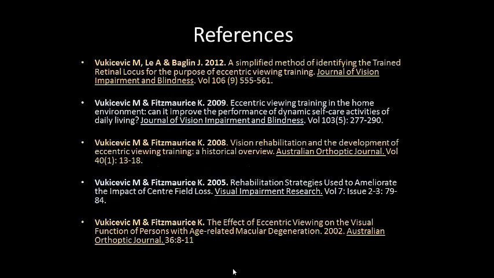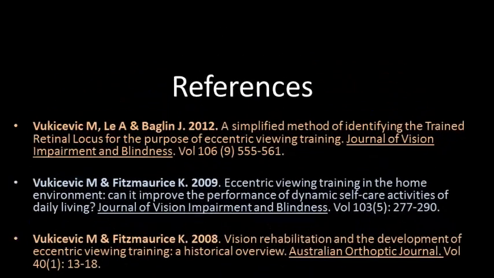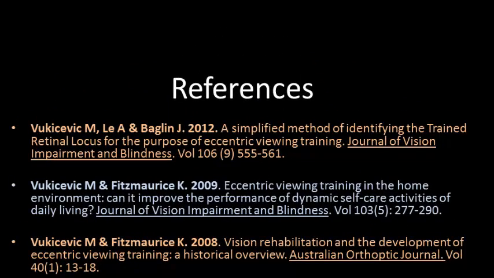So I have some references here that are quite useful. The first one is from 2012, and that is entitled "The Simplified Method of Identifying the Trained Retinal Locus for the Purpose of Eccentric Viewing Training." And in that paper I actually describe the smiley face test and the Jerem tangent screen, and check to see whether or not there's some compatibility across those 2 tools for identifying the trained retinal locus. And as it turns out, there is quite a lot of compatibility, so it is a useful tool, the smiley faces, for identifying the trained retinal locus.